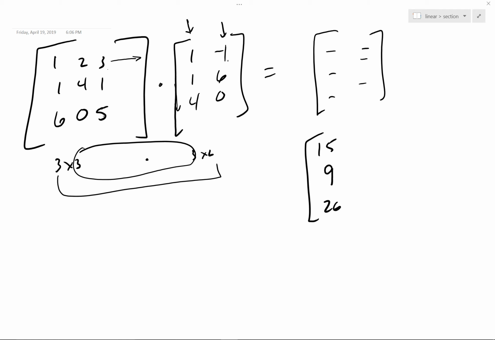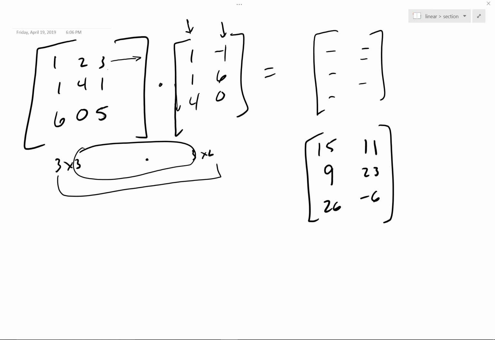1 times negative 1 plus 12 is 11. And then negative 1 plus 24 is 23. And then negative 6, 0, 0, negative 6. Done. Okay, piece of cake.